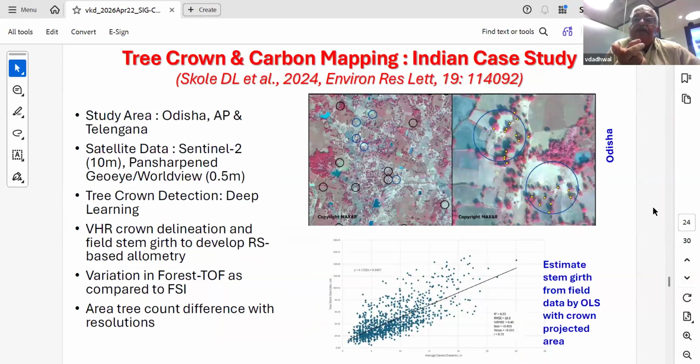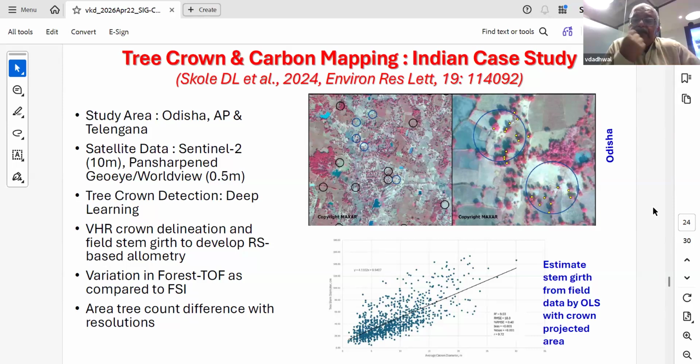This is another agroforestry tree mapping. Trees actually are on the field bunds. They are very important for having biodiversity. They also act as windbreaks. The litter fall also adds to the soil, but whenever they block the light radiation near the field, there is a reduction in the yield.